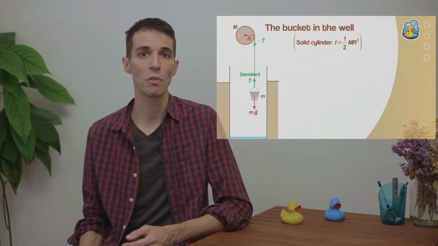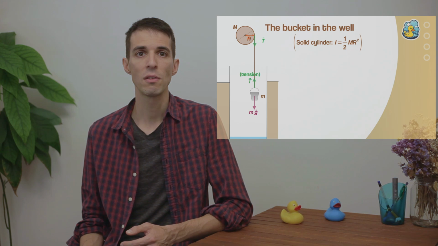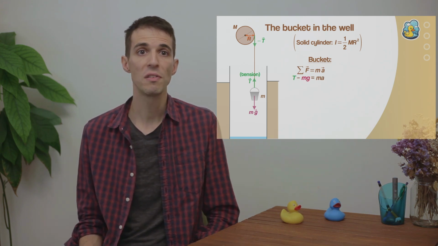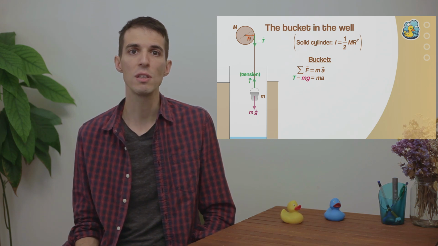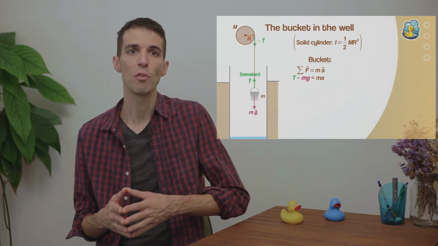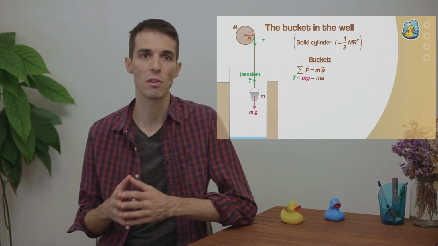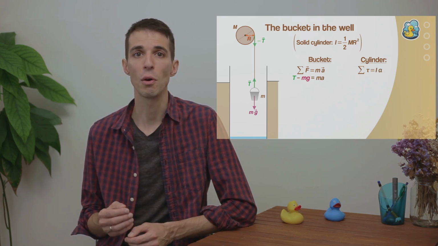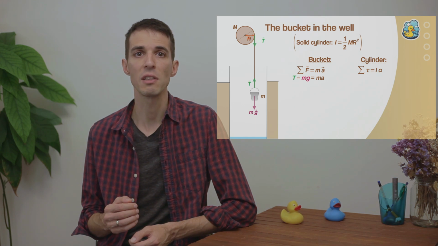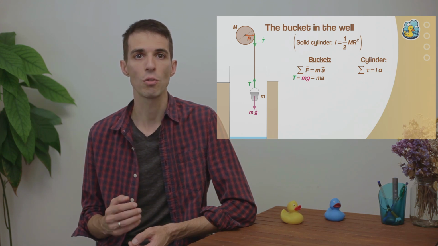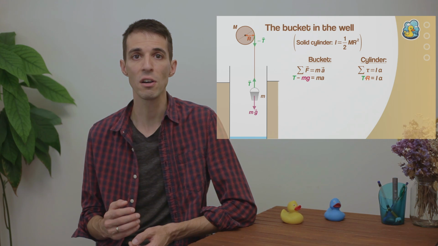Let's write Newton's second law for the bucket, taking the up direction as positive. The sum of forces, T minus small m times g, equals small m times a, where a is the acceleration of the bucket and T is the tension in the rope. For the cylinder, we can write Newton's second law for rotation. Tau equals I times alpha, where I is the moment of inertia of the cylinder and alpha is the angular acceleration. The torque here is caused by the tension in the rope, which equals T times R, where R is the cylinder's radius.